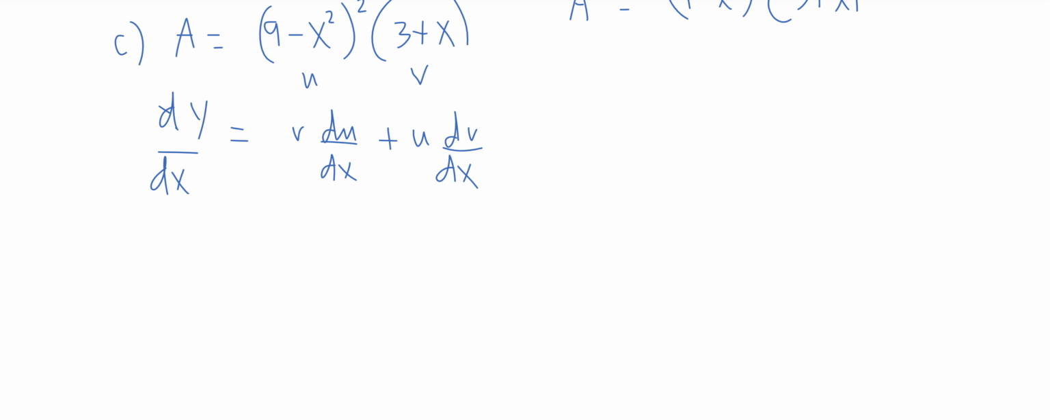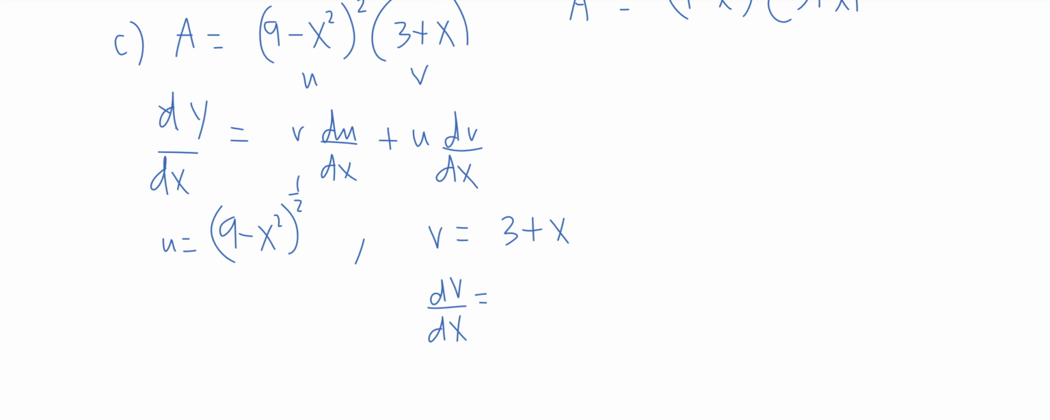Okay, so u equals (9 minus x squared) to the power a half, v equals 3 plus x. Differentiating 3 plus x is far simpler than differentiating (9 minus x squared) to the half, so I'll do that first. So if v is 3 plus x, dv by dx equals 1.